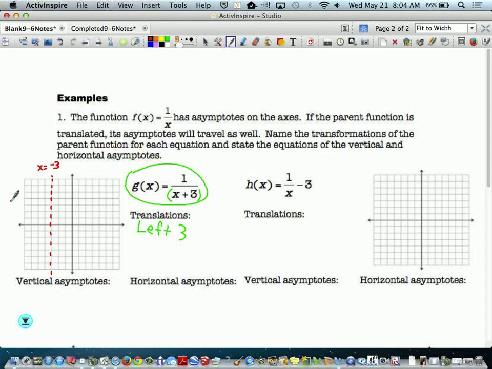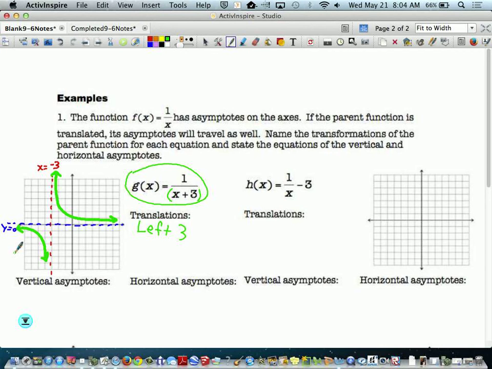If I move my graph to the left, does that change the horizontal asymptote? No. So we still have a horizontal asymptote on the y equals 0 line or the x-axis. But now my graph would be in this location and this location. Now, you can write your vertical asymptotes and horizontal down here, but I label them up on the graph. That's probably the easiest for us to do.